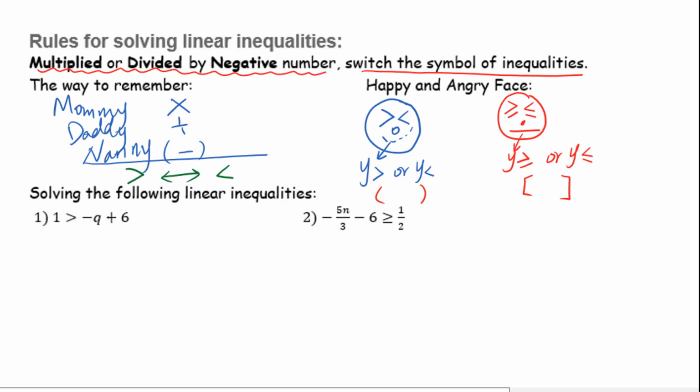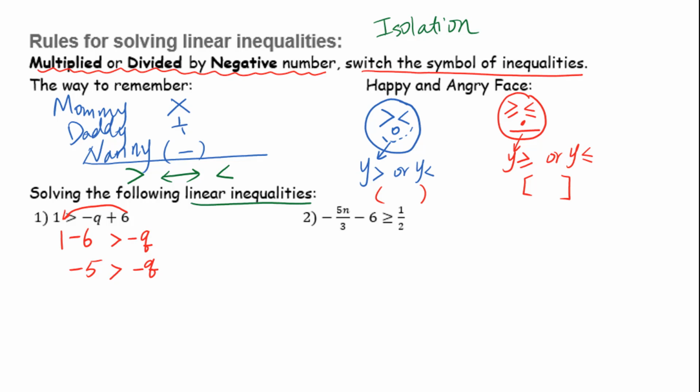1 greater than negative q plus 6. Since this is a linear inequality, just as for a linear equation, the key word is isolation. You need to isolate the variable on one side. Therefore, move the 6 to the left. We have 1 minus 6 greater than negative q. Then we have negative 5 greater than negative q.